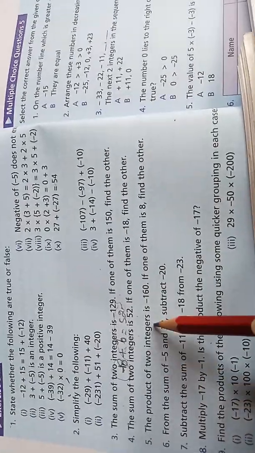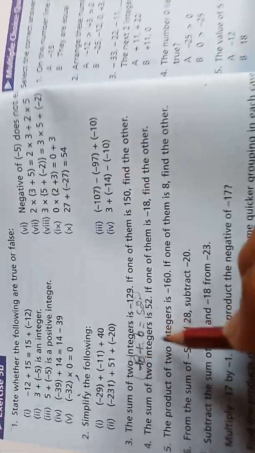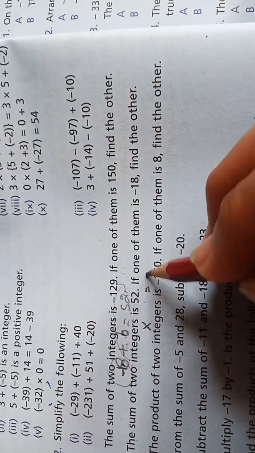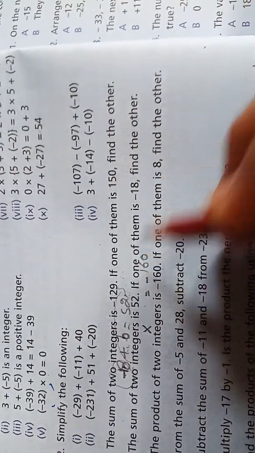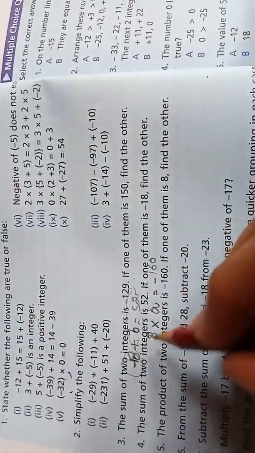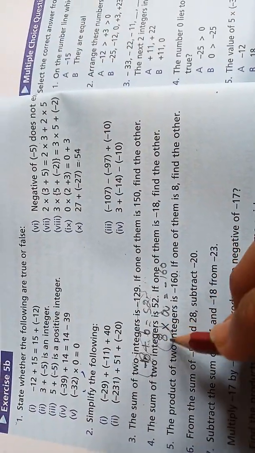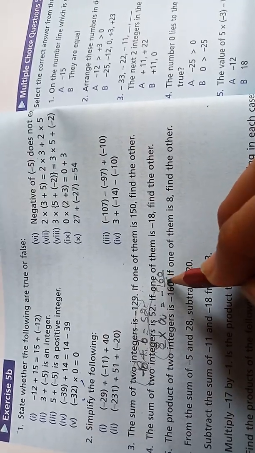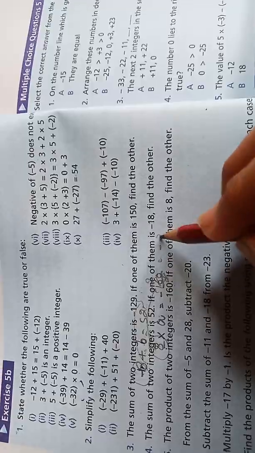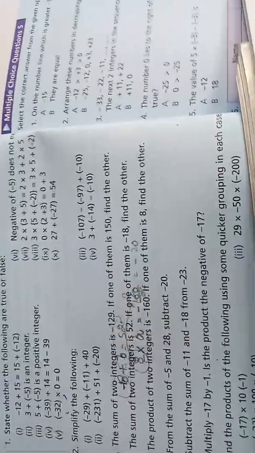The product of two integers is minus 160. Now see, if the product of two integers is equal to minus 160, one of them is 8 and the second one is unknown, you can give it the name a. Find the other. If 8 is being multiplied over here, on the other side of equal it will be divided, so it will be like this. So 8 2s are 16. The other integer will become minus 20.